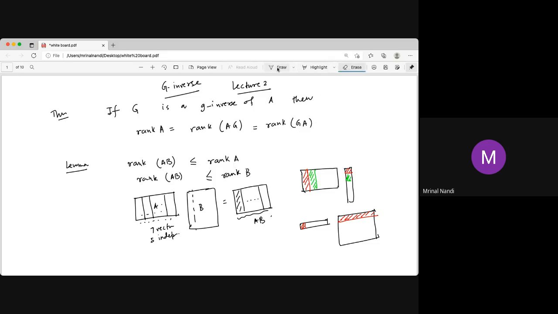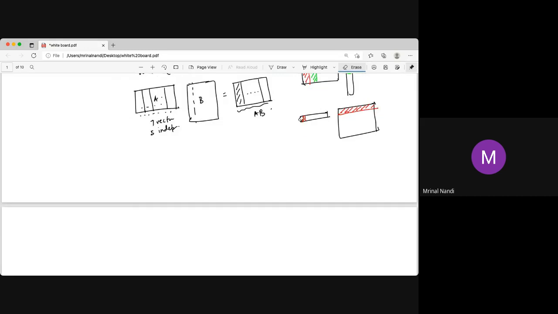Now, in this case, the rank of A is exactly equal to the rank of AG. That means if we multiply by some matrix, the rank can be reduced but cannot become larger. But in this case, if you multiply by a G inverse, the rank will stay intact and not be reduced. That means the linear combination using the elements of G does not change the dimension. It's not a proper subspace, it's exactly the same subspace.